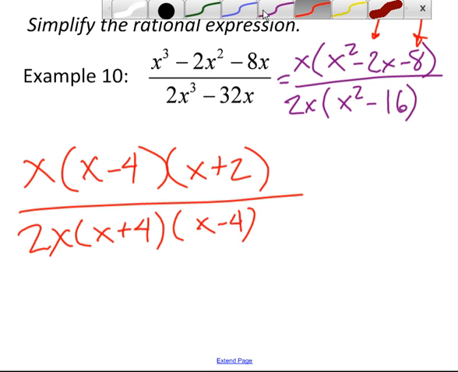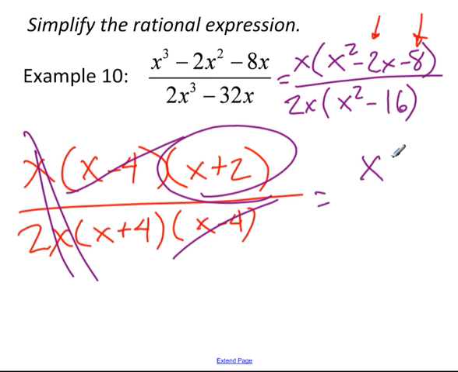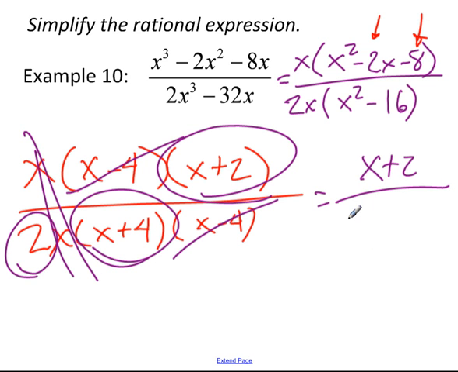Now that everything is all multiplied out, I can start canceling my x's here and my x minus 4 here. X plus 2 is left on top. I've got a 2 and an x plus 4 on the bottom.